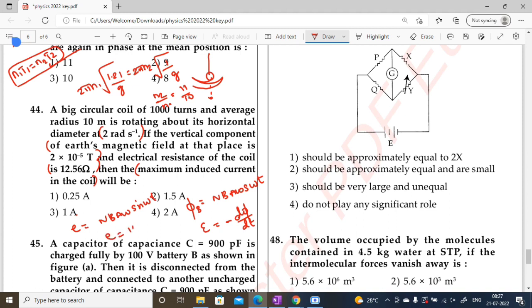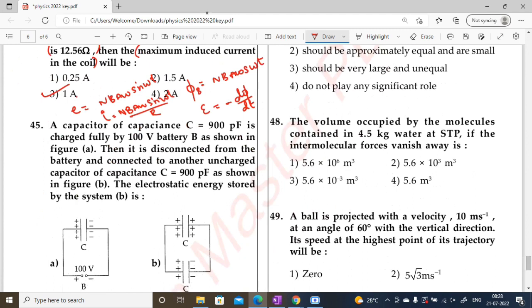The question is asking us to find the current, right? So let me figure out the current. EMF is nothing but the potential difference, so by Ohm's law, E is I into R. I can transfer R to the other side, so I is NBA omega sine omega t divided by R. Sine is 90 here because the magnetic field is perpendicular to the plane. So NBA omega by R, we know all the values. On solving, we get the answer to be 1 amp. These formulas are very direct actually.